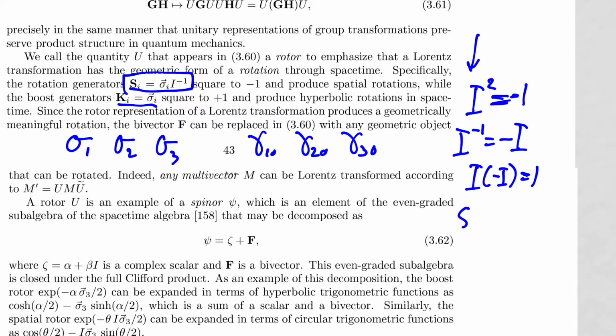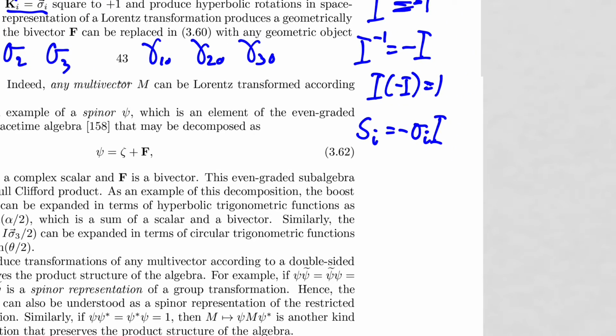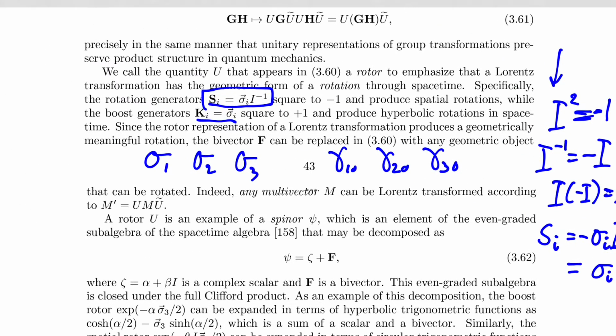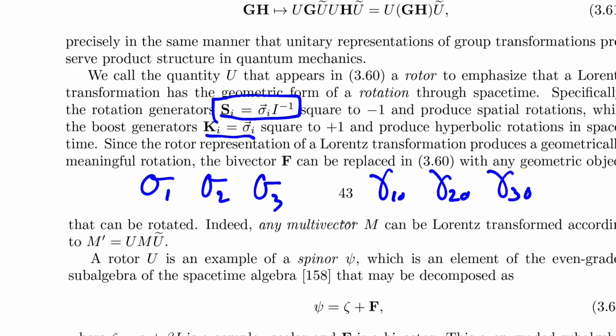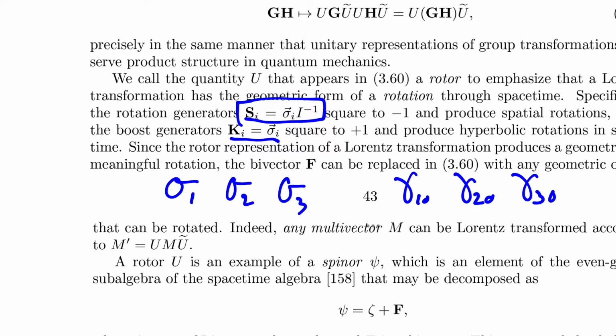So what you want to write is S_i equals minus sigma i I. But they don't like to use that minus sign in front, so they end up writing sigma i I inverse. That's why you have this inverse right up here. You have this inverse because they don't want to put the minus sign out front.